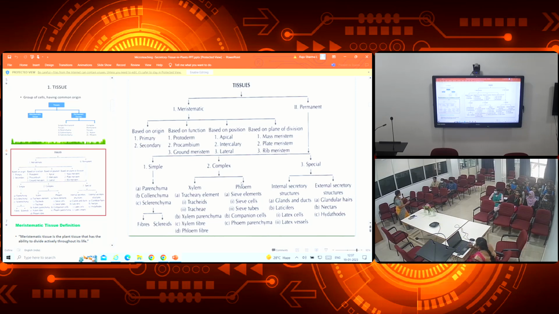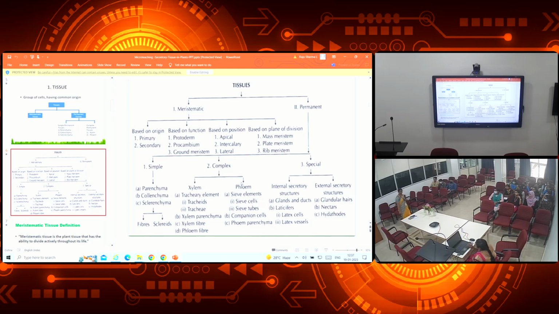Based on the position where it is placed, it is divided into apical meristem, intercalary meristem and lateral meristem. The apical meristem gives rise to the length of the plant. Then the lateral meristem gives the girth of the plant. So likewise we have many kinds of meristems. But today what we are going to see is basically about the secretory tissue, right? In permanent tissue, the third category is what?